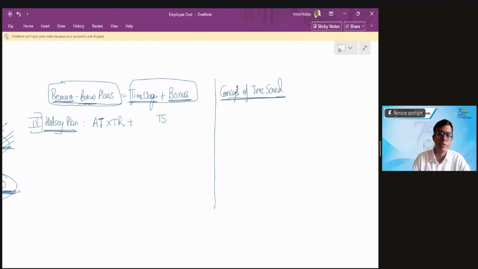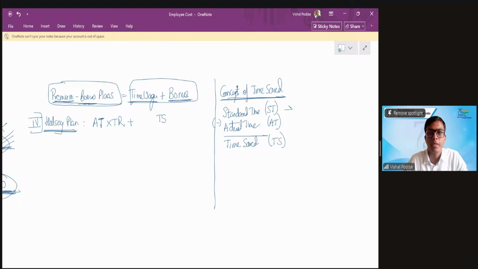Now, what is this time saved concept? Time saved is the difference between two times. First, standard time, let us call it ST. Actual time, let us call it AT. The difference between the two is called time saved. Now, this standard time is also called time allowed. Actual time is also called time taken.